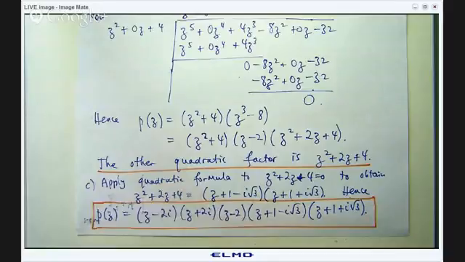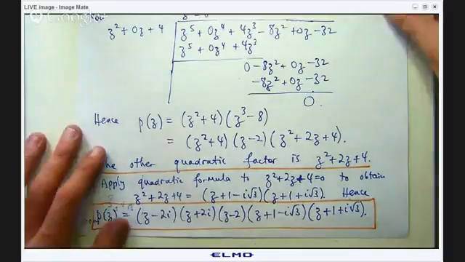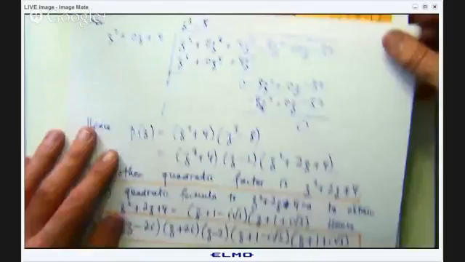Okay, there we have it. We've completed part C now. We were asked to factorize p of z into the linear factors.